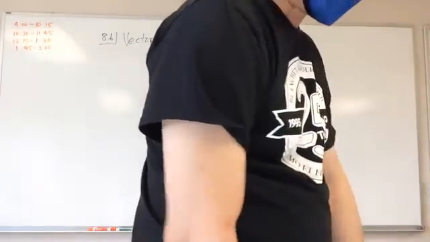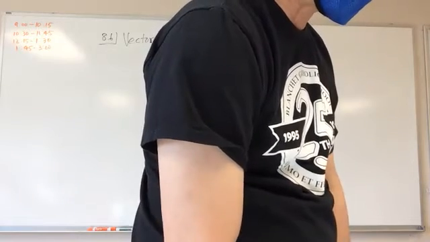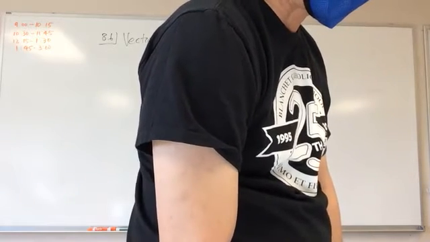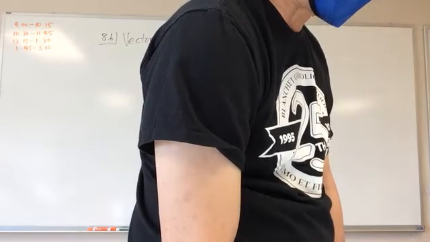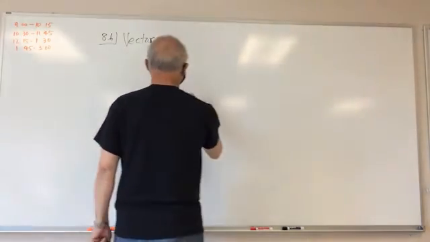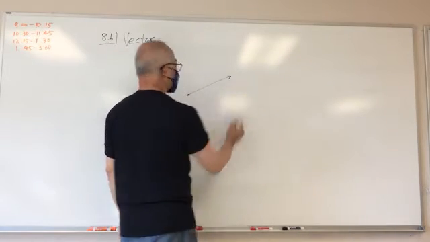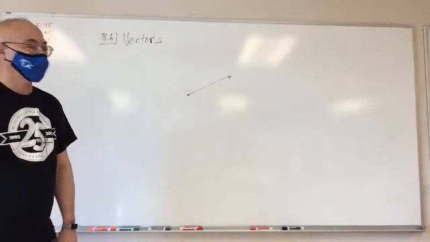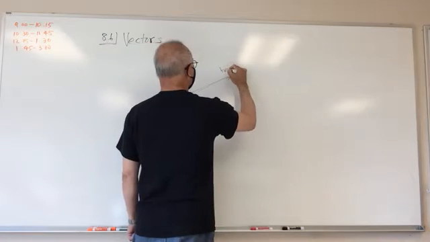So speed and direction, right? If you have speed and direction, it is going to be a vector. A vector can also be named using component form. So you have an initial point on a vector, and each vector is going to have a head and a tail. This will be the initial point. This is called the terminal point.